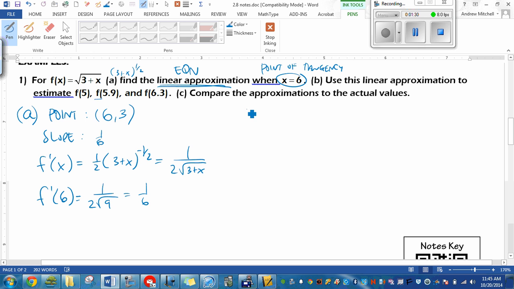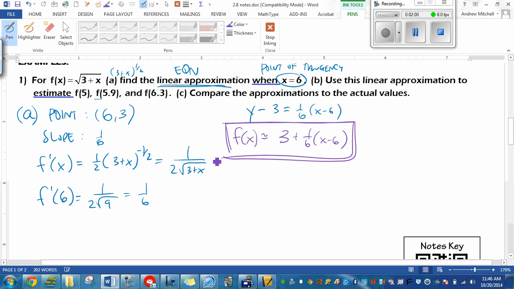So our equation is going to be y minus 3 equals 1/6 times x minus 6. That's the equation of our tangent line. But our linear approximation has to look a little bit different. For the linear approximation, we're going to add the 3 to the other side, and instead of y equals, we're going to write this as f of x approximately equals. This gives us an approximate value for f of x when x is close to 6. We're going to use that in part B to estimate f of 5, f of 5.9, and f of 6.3.